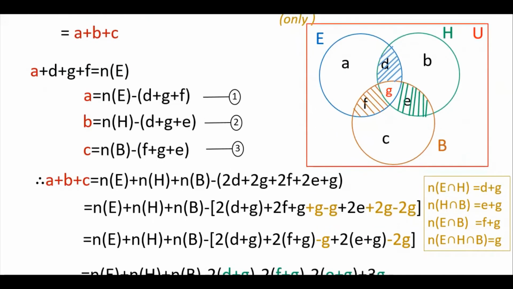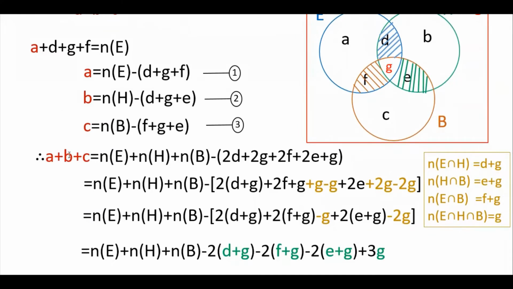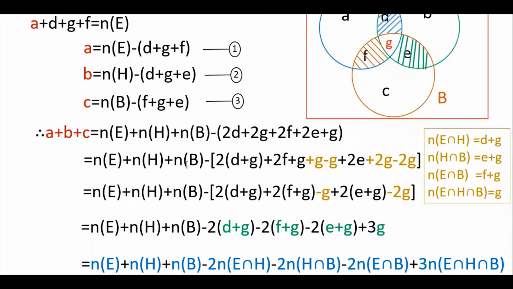And from these three, if you add all these three, A plus B plus C, now add all these three: n of E plus n of H plus n of B, minus here 2D and 2E, 2F and G. There are 3 G's, so you can write 2G plus G again. So like this you can write here. And now n of E plus n of H plus n of B minus, you have to write 2 into D plus G, why? Because here we know that n of E intersection H is equal to D plus G. That's why you have to write this separately.